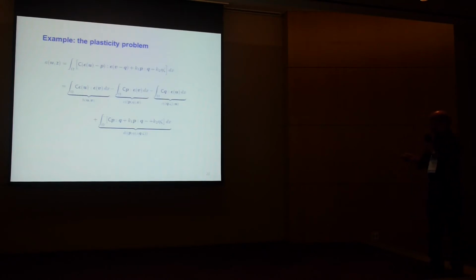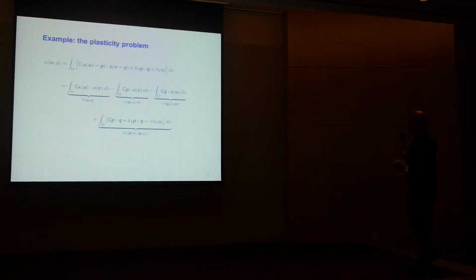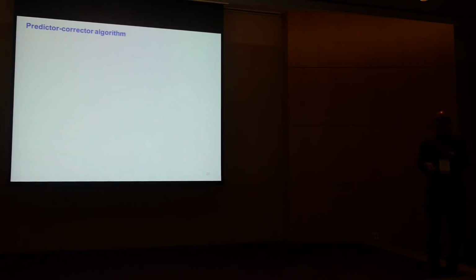So for the plasticity problem, here is the bilinear form, and in fact the 4 expressions look like that, one involving only U and V. That involves the cross terms, and this involves only the plastic quantity. So that's how it breaks up in the case of plasticity. So the predictor-corrector algorithm, how does it work? Well, I've just repeated this equation and inequality.